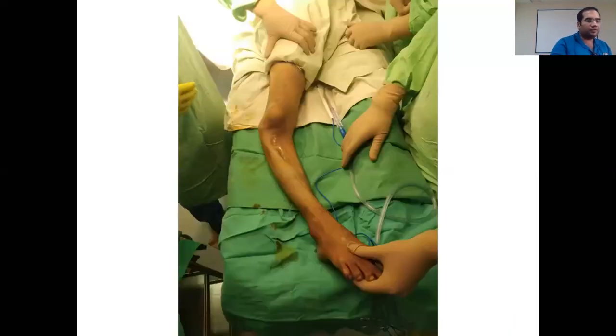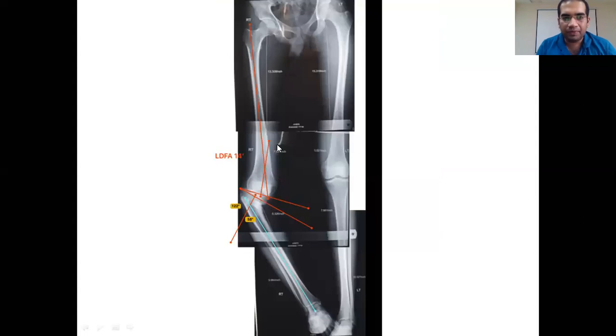Okay. So if this patient comes to you, as you can see, there is gross varus deformity. Can you all appreciate the scarring over here? Yes, sir. The skin is tethered to the bone. Obviously, we cannot do an osteotomy. We cannot do an acute correction in this scenario because this scar will not allow us. This is the X-ray.